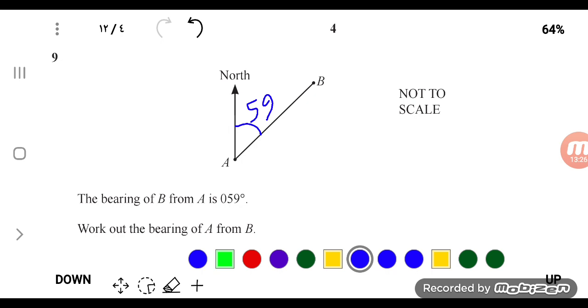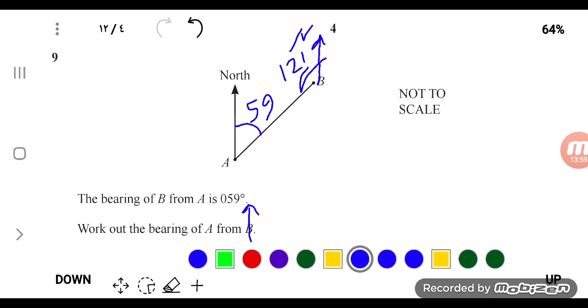Work out the bearing of A from B. You have to draw north at B. So the letter after from, you draw north at. So here you draw north line. And you know that north and north are parallel. So if this angle here is 59, this means this angle, what is it? So you have to subtract 180 minus 59. And you get 121.